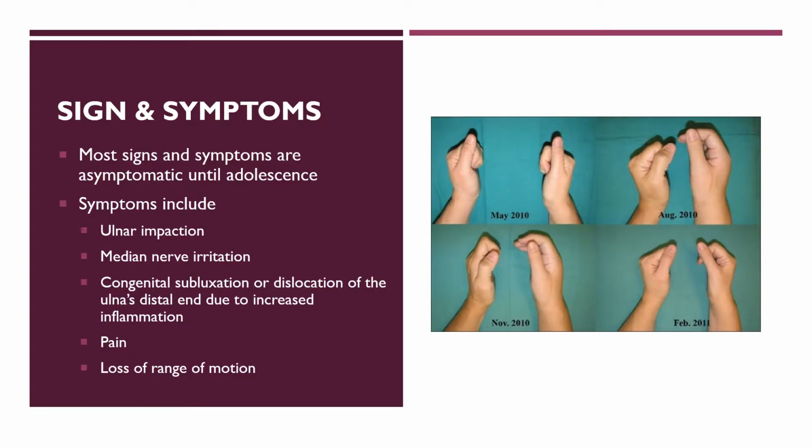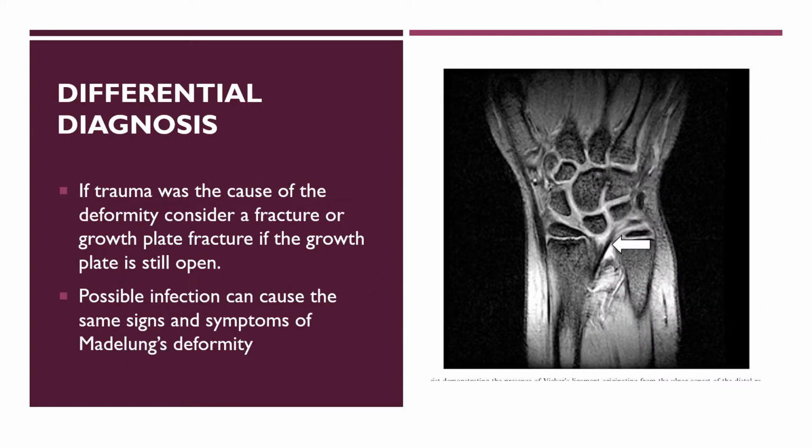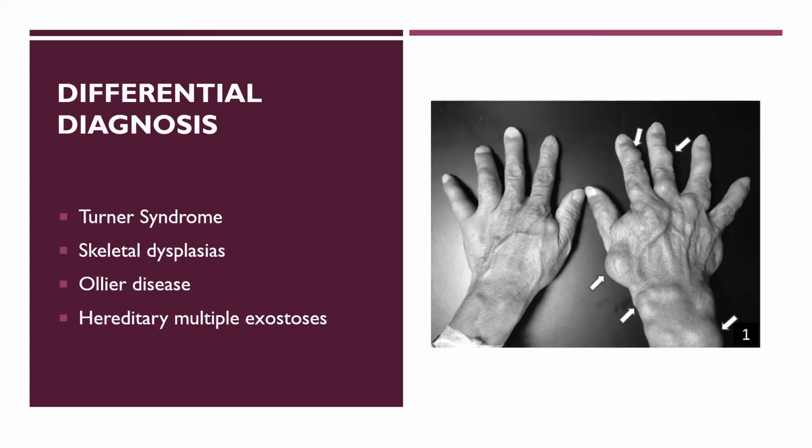Symptoms, they're going to see ulnar impaction, the median nerve irritation, congenital subluxation or dislocation of the ulna's distal end. This is going to be due to increased inflammation within the wrist, and then typical pain and loss of range of motion. Looking at differential diagnosis, this can be caused with trauma, so thinking more of a fracture or growth plate fracture, especially seen with adolescents, and then possible infection as well.